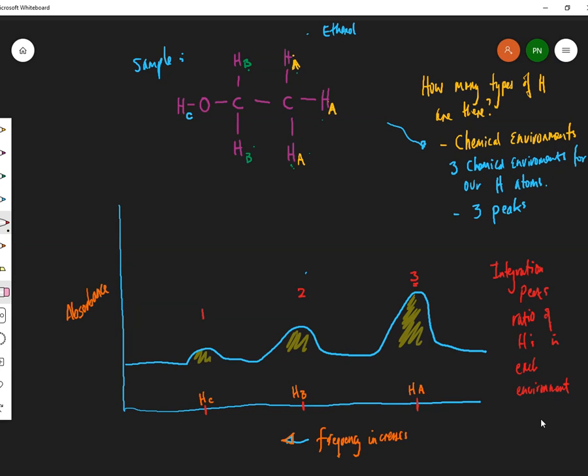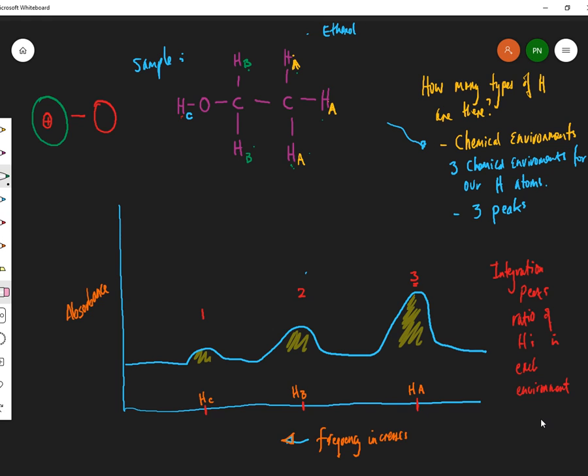Now, why do they? Your first question should be, why do these 3 absorb at different areas? Now let's have a look at this one here. The one on the left is a hydrogen, so I'm going to draw my hydrogen. Inside the hydrogen is a proton, and this hydrogen here is joined to this oxygen.